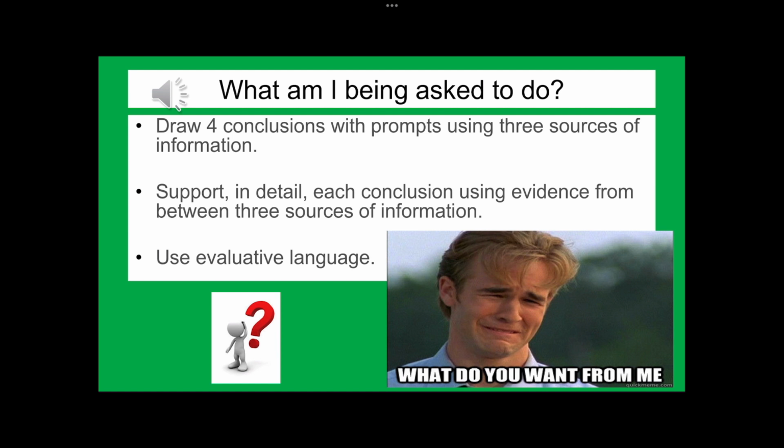So just to be clear about what you've been asked to do here, you've been asked to draw 4 conclusions with prompts from the question using 3 sources of information. You need to support and detail each conclusion you make using the evidence from between the 3 sources of information. Again, you're going to have to link the evidence that you're using between the sources. It is vital in this question that you use evaluative language so that it's clear to the marker that you are making a judgment on each statement.